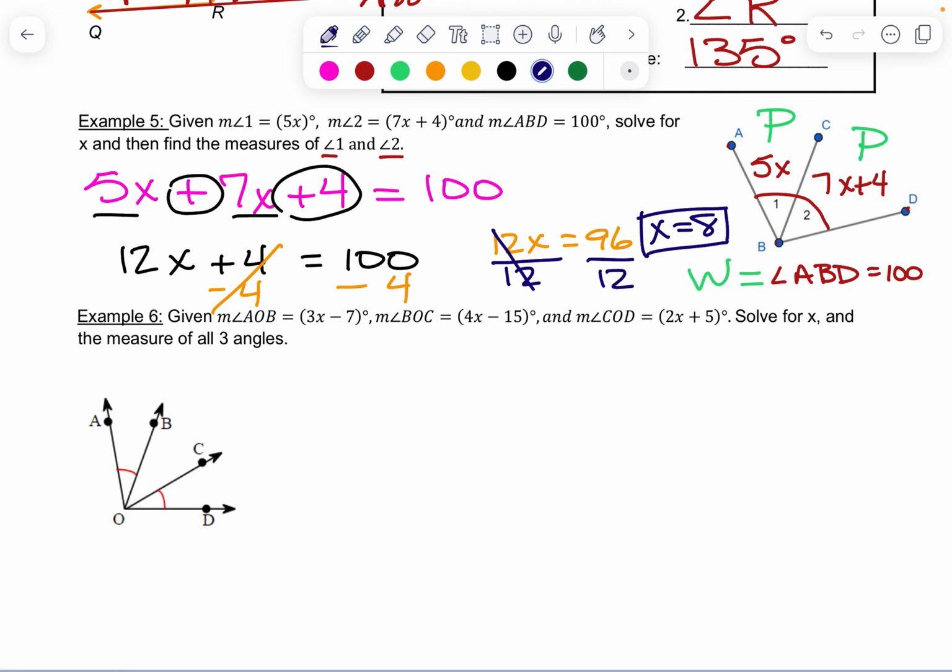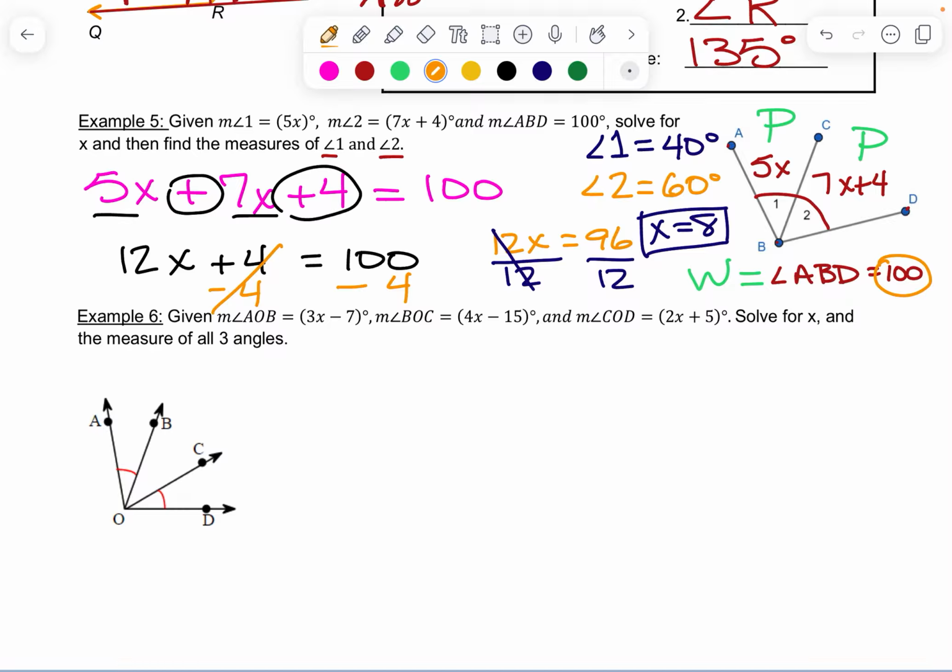Now I need to find these two angles. The first one is 5x, which means 5 times x. So angle 1 equals 5 times 8, which should be 40 degrees. And angle 2, which is 7x plus 4: 7 times 8 is 56, plus 4 is 60. 60 plus 40 equals 100. So that all checks out, and I feel like that is a good answer.